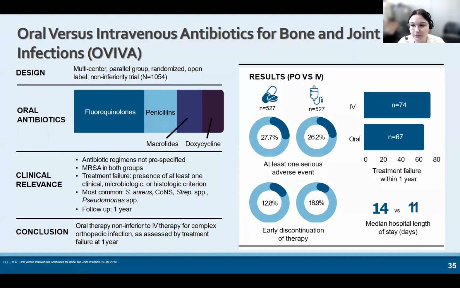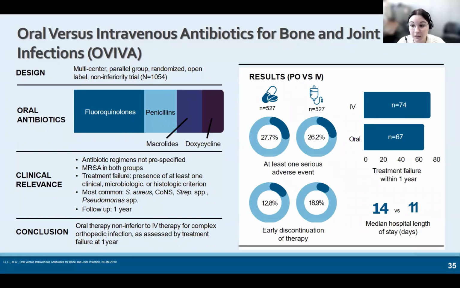The primary outcome of treatment failure occurred in 74, or about 14% of patients in the IV group, and 67, or about 13% in the oral group in the intention to treat population, and that did meet non-inferiority criteria. Adverse events were seen in 27 and 26% in the oral and IV groups, respectively, and early discontinuation of therapy was more common in the IV group than the oral group.